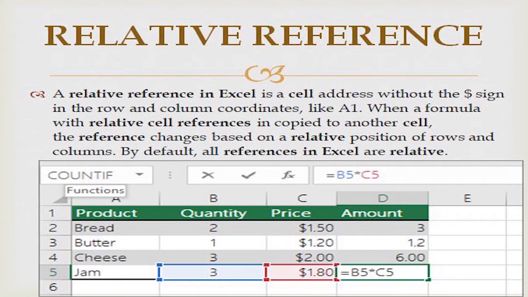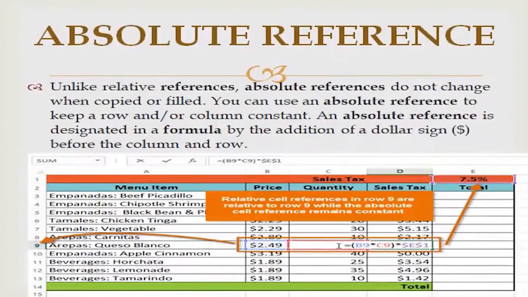By default, Excel is using the relative reference. You can see here, to add one quantity or one price, how many quantities you are taking. For example, cheese you are taking 3 and price is $2, then total amount will be $6. If you are not using any dollar symbols or anything, then that reference will be a relative reference. And second one is absolute reference.